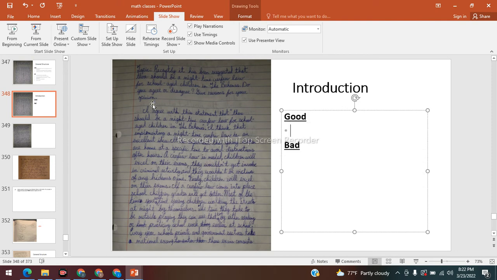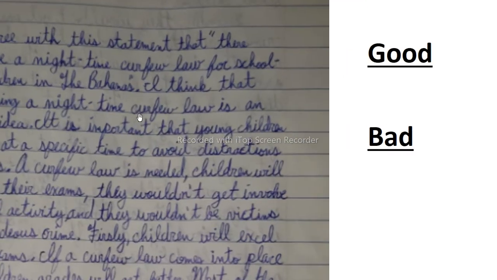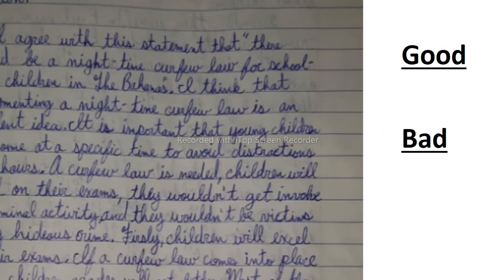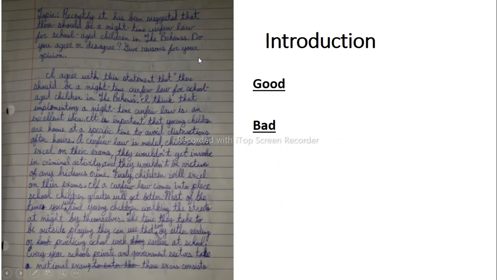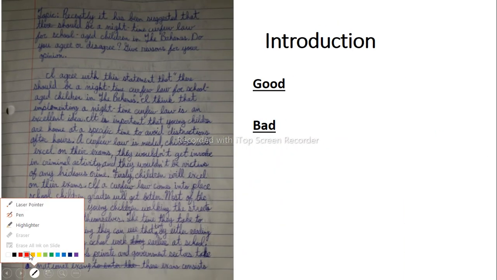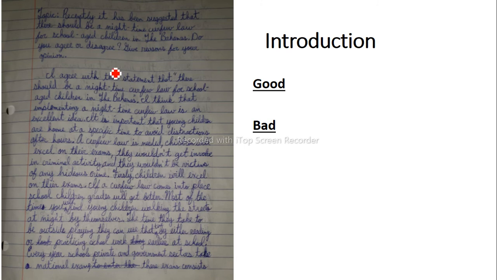Just read it. Okay. So the introduction states the following. I agree with this statement that there should be a night curfew law for school-age children in the Bahamas. I think that implementing a nighttime curfew law is an excellent idea.